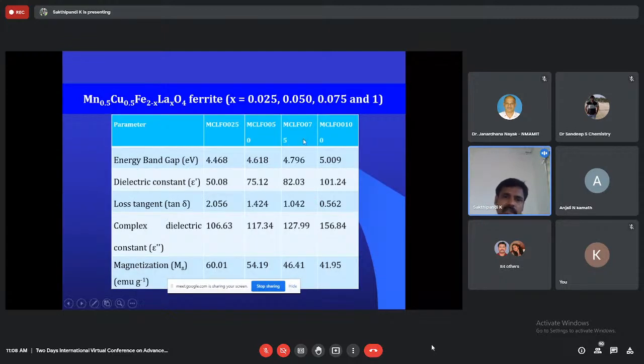In this case, if I increase the lanthanum content, the band gap is increased, the dielectric constant is increased from 50 to 100, and the magnetization is decreased from 60 to 41. So this material is very useful for microwave absorption: one is by increasing the dielectric constant, another is by decreasing the magnetization.